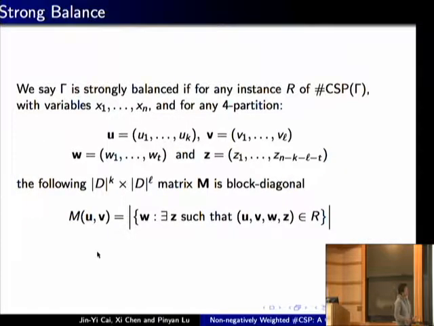And this is the notion used by Dyer and Richerby called strong balance. Again, we pick any instance, and now we partition the variables into 4 parts: U, V, W, Z. Again, the matrices are indexed by U and V, and we count the number of W. The UV entry is the number of W such that there exists a Z so that UVWZ is in the relation. If you compare this with strongly rectangular, we have these existential quantifiers here which do not appear in strong rectangularity.